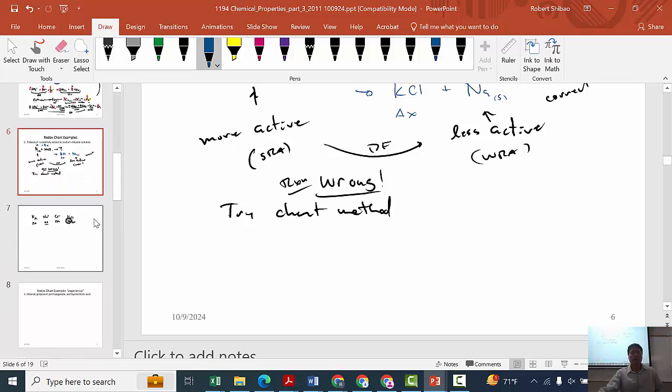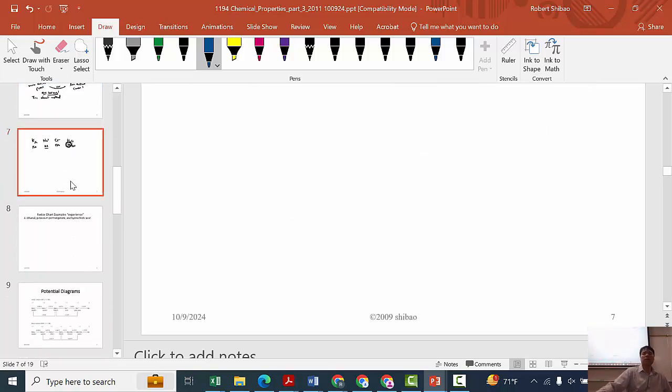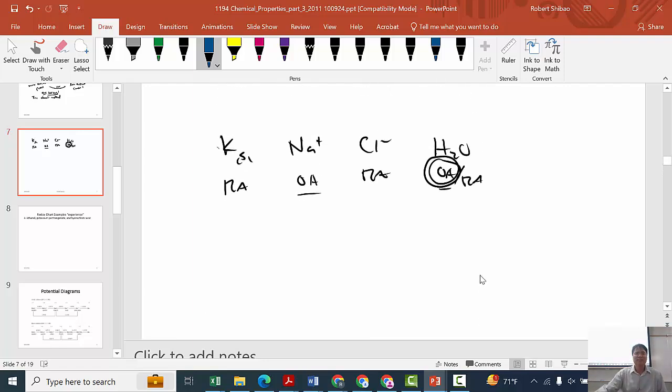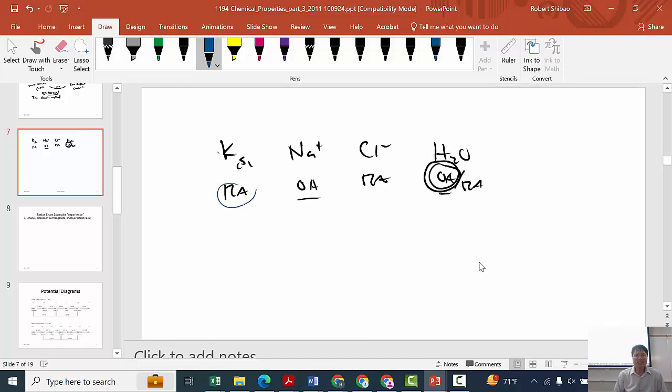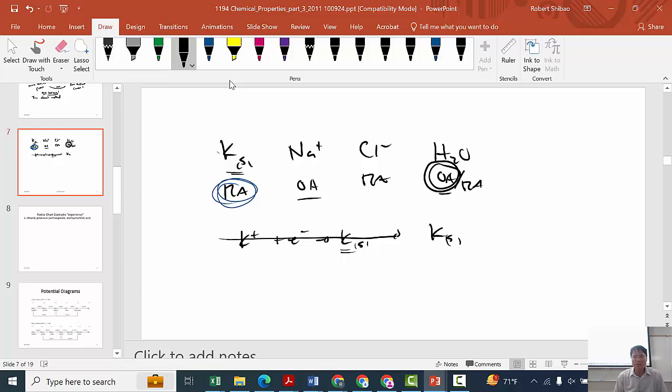All right, so continuing on with the chart method here, the strongest reducing agent is potassium. And so all we're going to do is take them there. If I look at potassium, I have this equation: potassium ion plus an electron yields potassium solid. This is backwards. This is wrong. I need potassium as a reactant, not as a product. So I'm just going to reverse this one so that potassium now is the reactant and potassium ions are the product plus an electron.